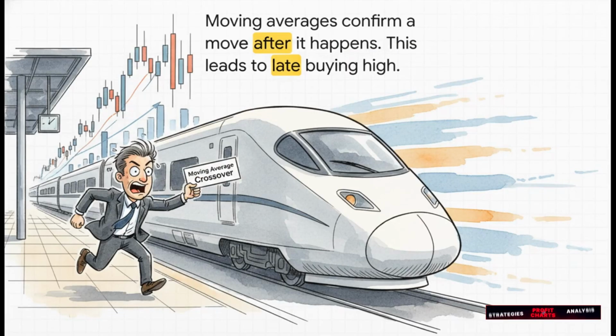Now this next trap is tricky because it feels so logical. You think, I'll just wait for the moving averages to cross before I buy. But here's the problem. By the time those averages finally cross, the best part of the move is often already over. Moving averages are what we call lagging indicators because they're built on past prices. So on a Bitcoin chart, by the time you finally get that golden cross confirmation, the price might have already rallied 30%. You end up buying high just in time for all the early buyers to start taking profits.